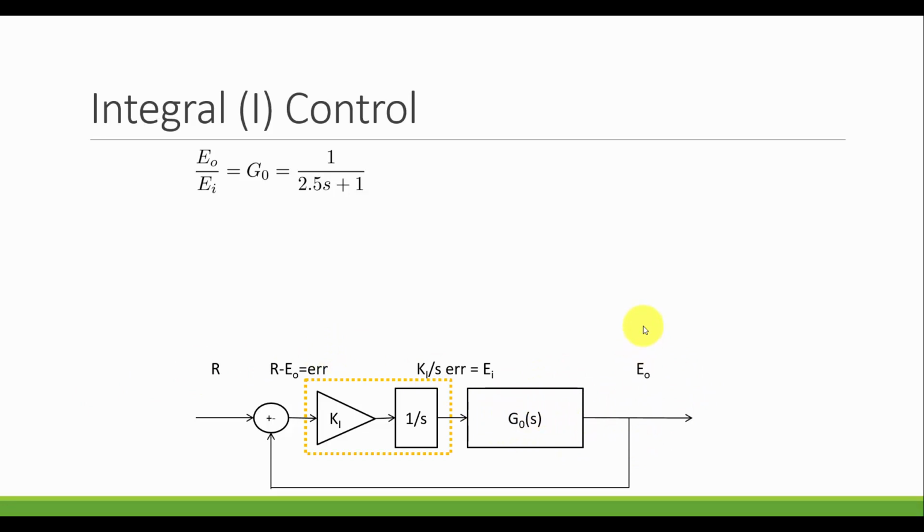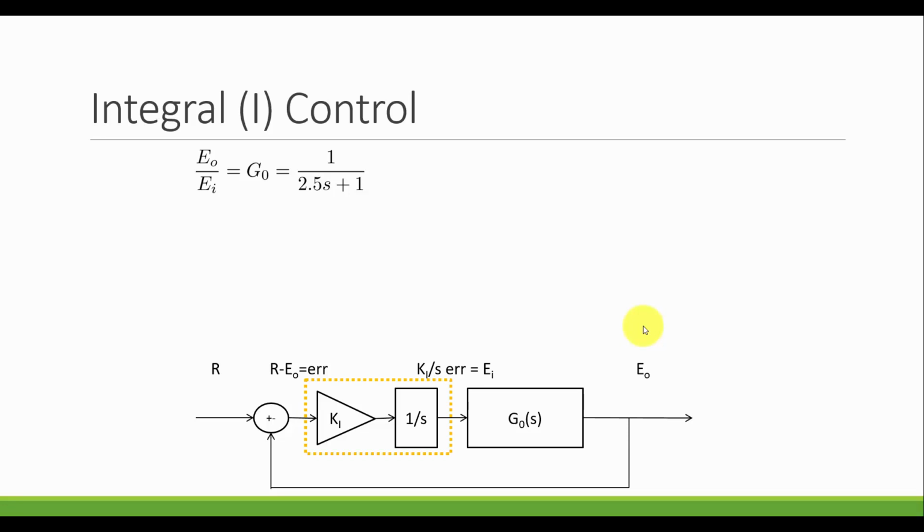So the general idea is still the same as the previous problem. It's just that the controller we're using is a little bit more sophisticated, and we're going to choose this K_I. So let's go through the same process we did for the proportional controller.